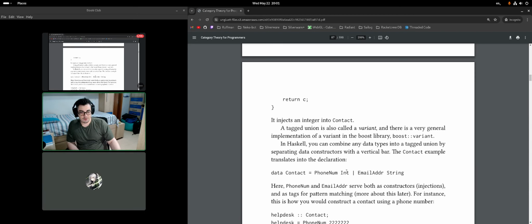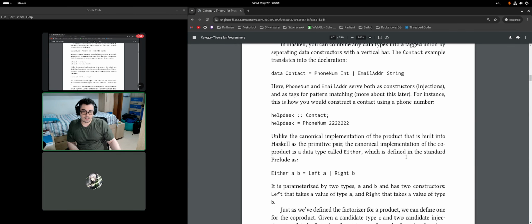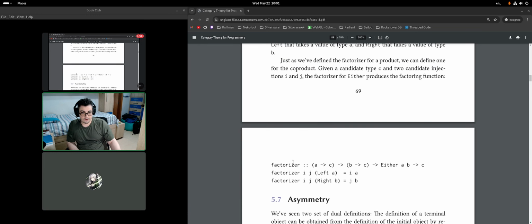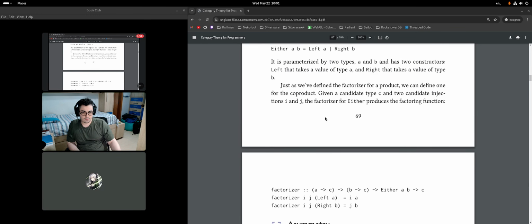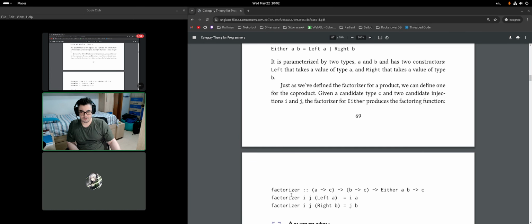So in Haskell you can combine stuff, take the union, by separating the structures with a vertical bar. This is basically a co-product, and we are talking about co-products right now. This is actually more generally defined than the integer type. The canonical co-product in Haskell is Either A or B. And this is in a factorizer example, which I believe is basically coding the picture.